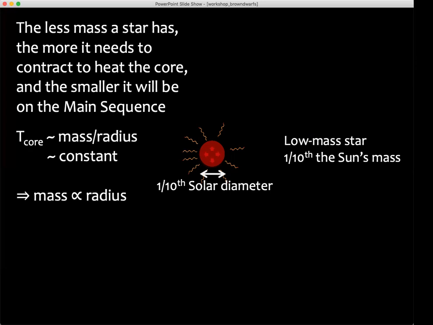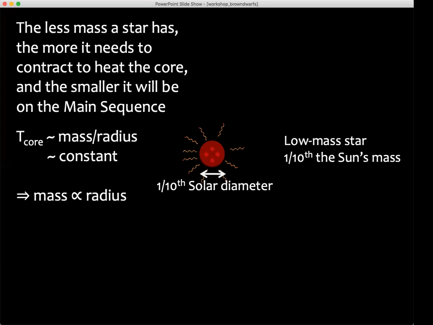Because the idea is I want to get enough energy out of the collapse to get to 3 million degrees Kelvin. For something like the sun, it does that when it reaches roughly the size of the sun. But something that's smaller has less potential energy to start with, so we're going to have to shrink it down further to get to that temperature. In fact, the scaling relation is that the temperature of the core roughly scales with the ratio of the mass to the radius.